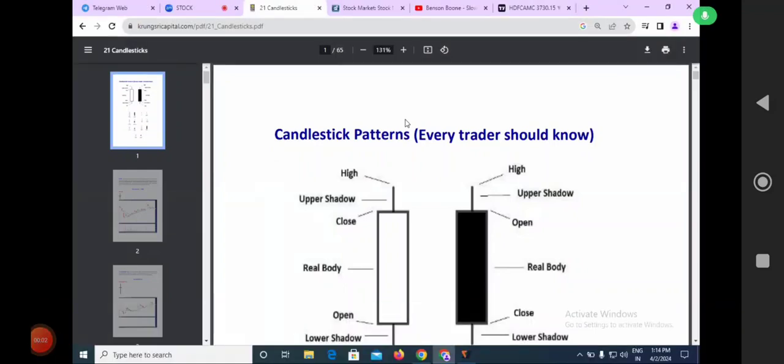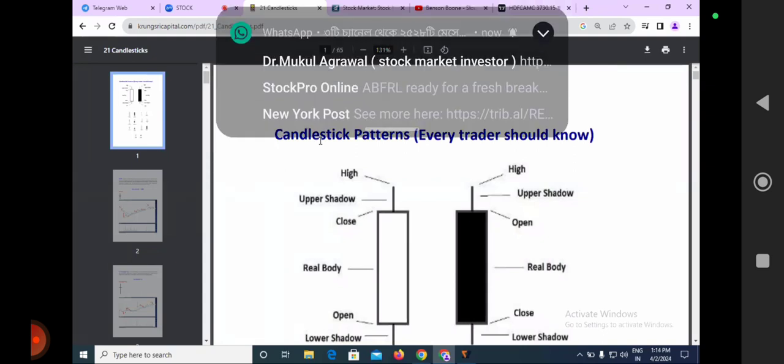Stocks is related to candlesticks pattern. So now I have made you understand how to identify a pattern, how to decide a time frame, where to enter, where to keep a stop loss, and how to decide your target. So now let me talk with you about this candlesticks pattern.